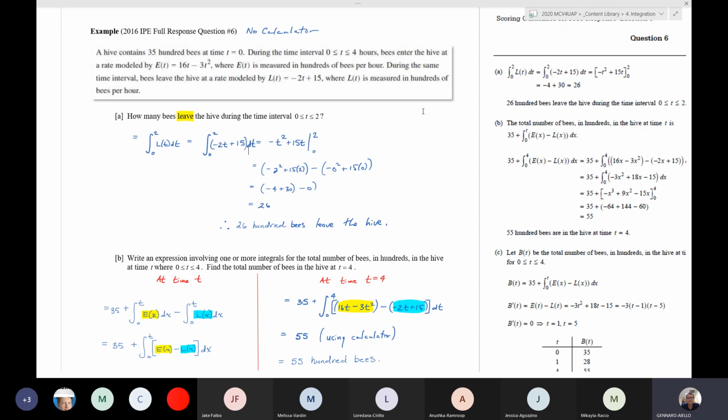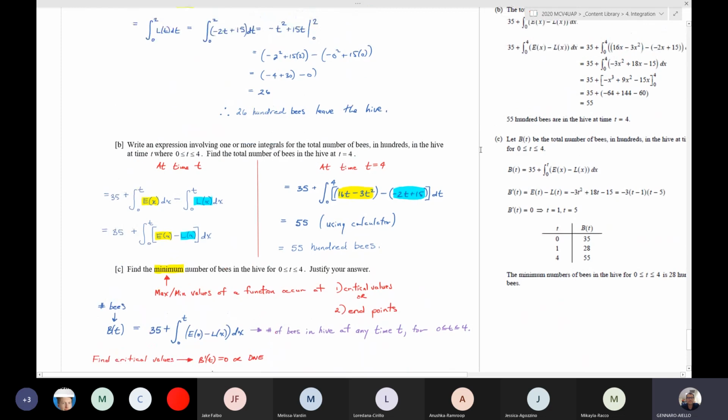And so you need to pay attention to the units. It's not just 26 bees, it's 2,600 bees leave the hive, because the units for L of t were measured in hundreds of bees per hour. So our answer is 2,600 bees leave the hive. Any questions on that? Pretty straightforward, I think.